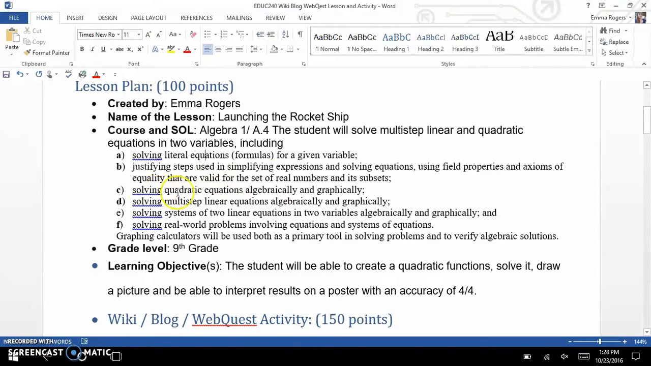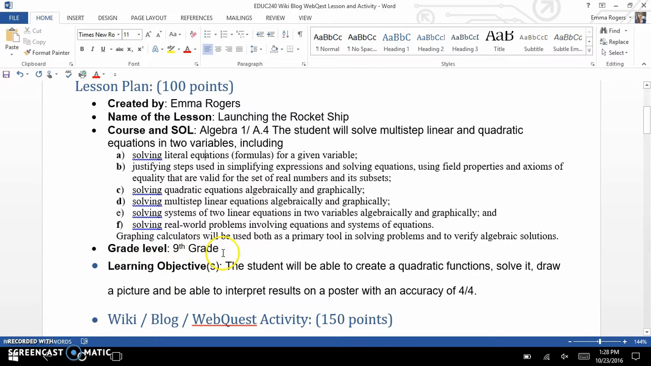C is solving quadratic equations algebraically and graphically. D is solving multi-step linear equations algebraically and graphically. E is solving systems of two linear equations in two variables algebraically and graphically. And F is solving real-world problems involving equations and systems of equations.